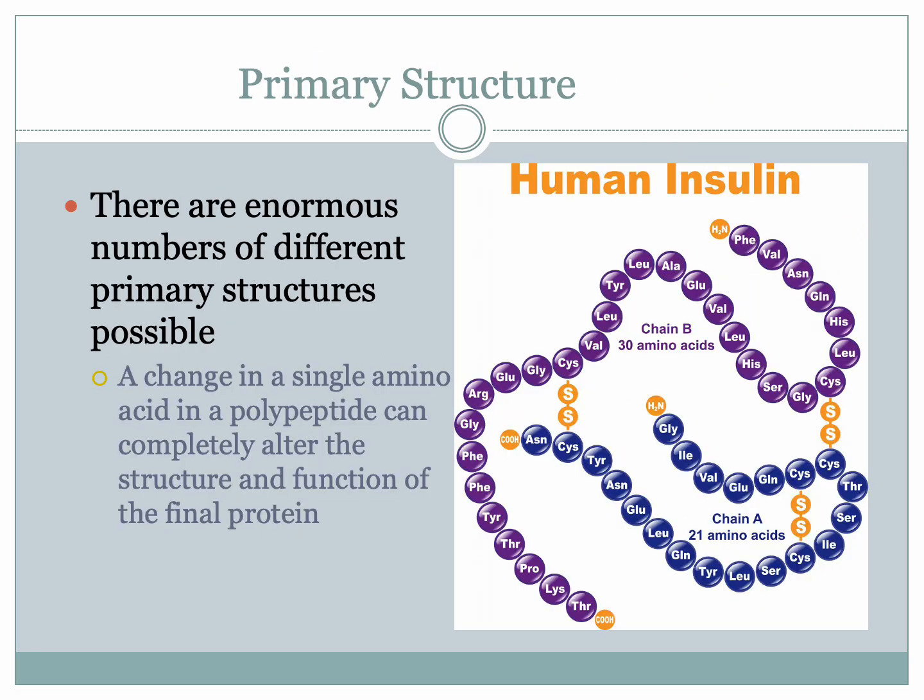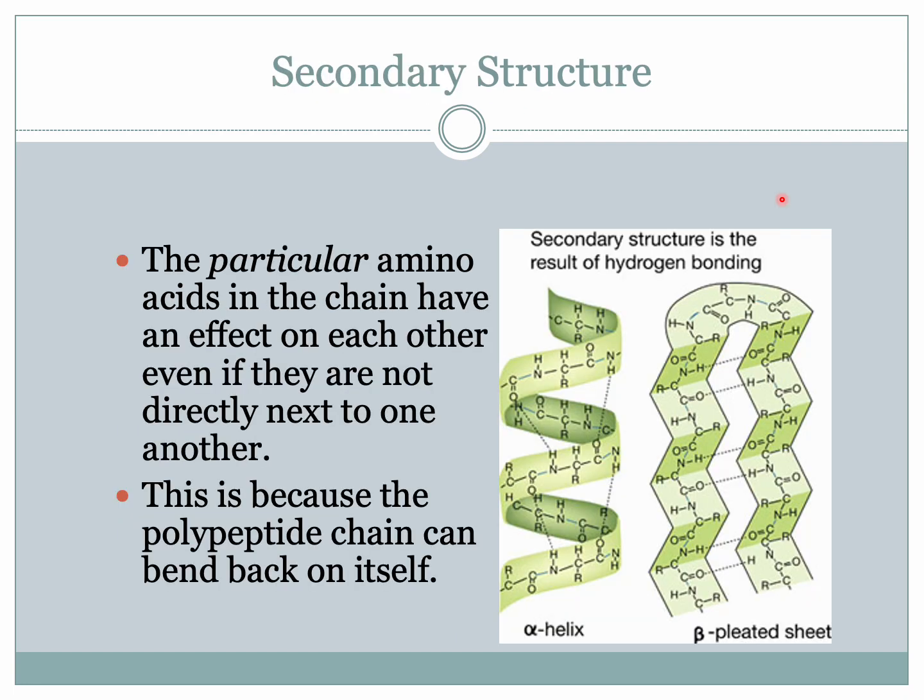There are enormous numbers of different primary structures possible. A change in a single amino acid in a polypeptide can completely alter the structure and function of the final protein. The secondary structures: the particular amino acids in the chain have an effect on each other even if they are not directly next to one another. This is because the polypeptide chain can bend back on itself.